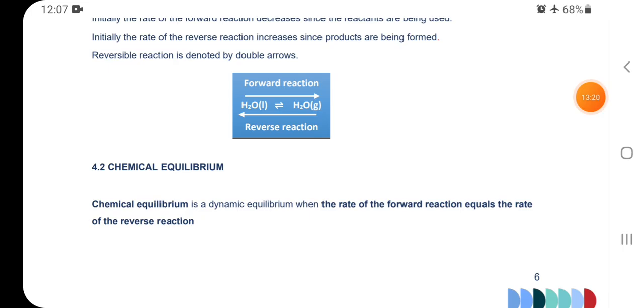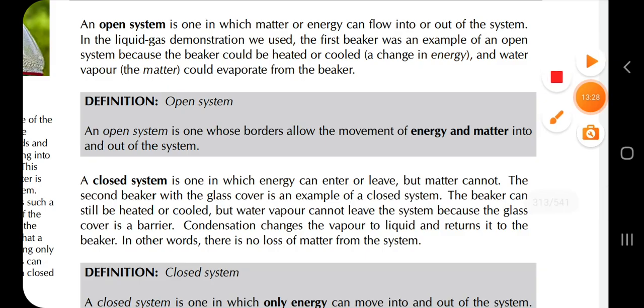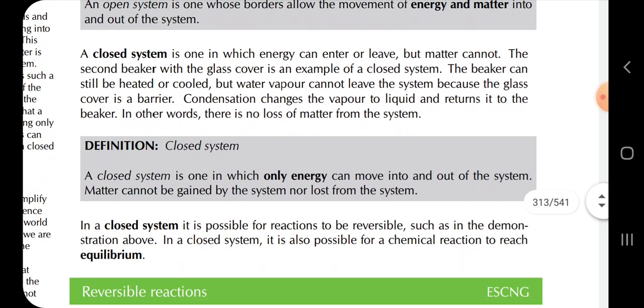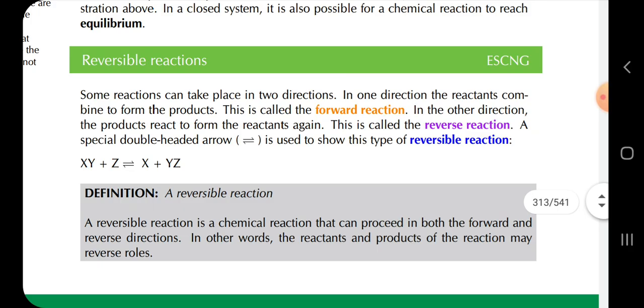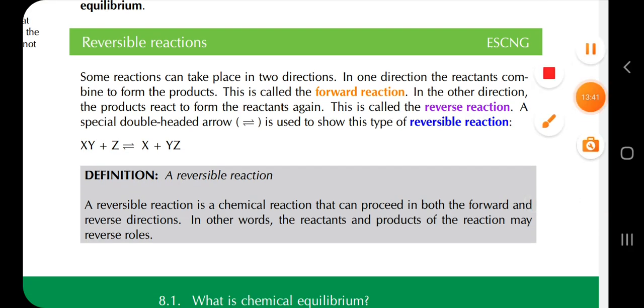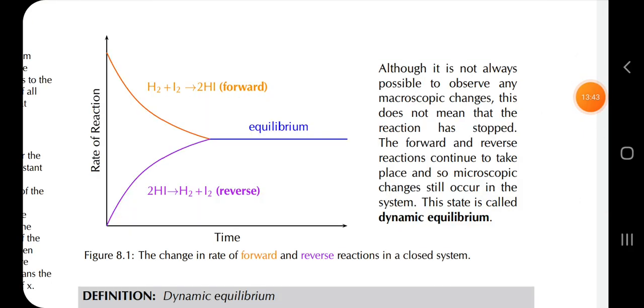Remember that chemical equilibrium is a dynamic equilibrium when the rate of forward reaction equals the rate of reverse reaction. So here we have the definition of an open system. This is exactly the way according to the examination guideline, and this is the definition of a closed system, and this is the reverse reaction. So we will look at the change of rate of forward and reverse reaction in a closed system.